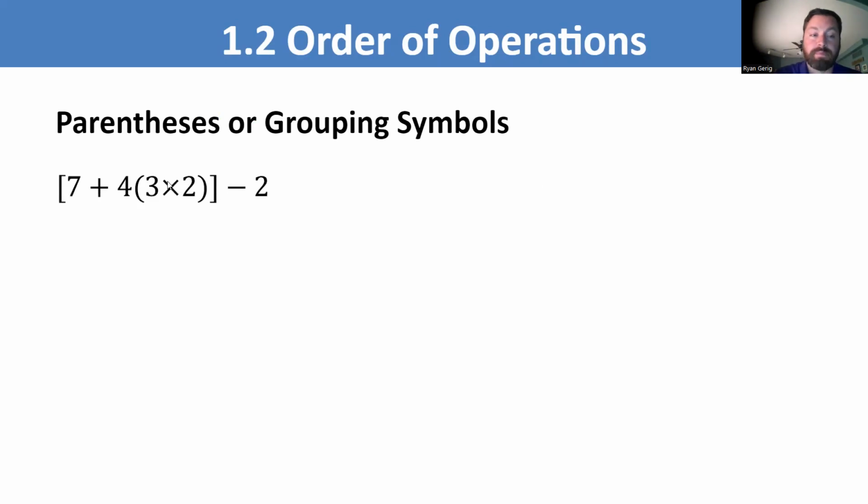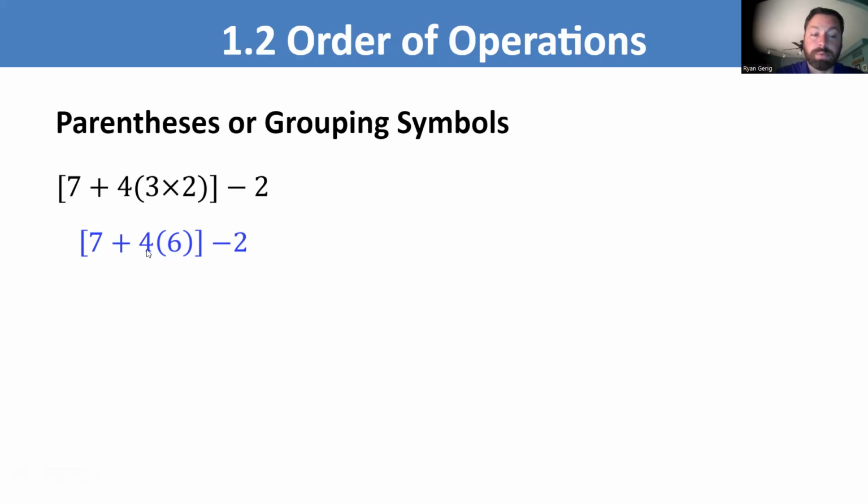Within those brackets, we have parentheses. So 3 times 2 is what we need to do first. 3 times 2 gives me 6. Notice I just did 3 times 2 and it changed to 6. Nothing else changed. The 4 didn't get used yet. 7, same thing. The minus 2 at the end also hasn't been used. Within the brackets, we still need to simplify as much as possible.